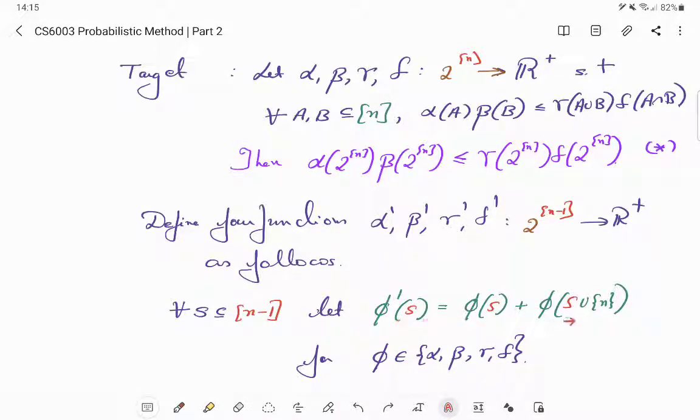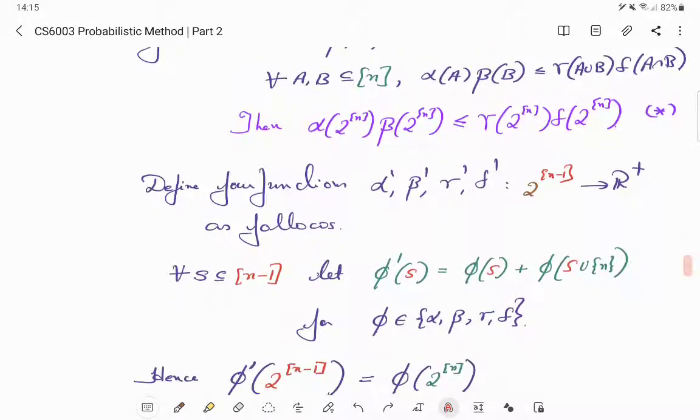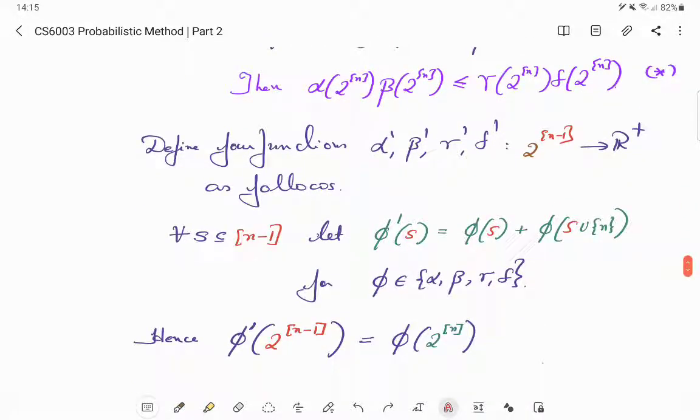Instead of writing 4 different definitions, I just wrote one definition. So you can write 4 things like alpha prime of s is alpha of s plus alpha of s union n, beta prime of s is beta of s plus beta of s union n, gamma prime of s is gamma of s plus gamma of s union n, and so on.